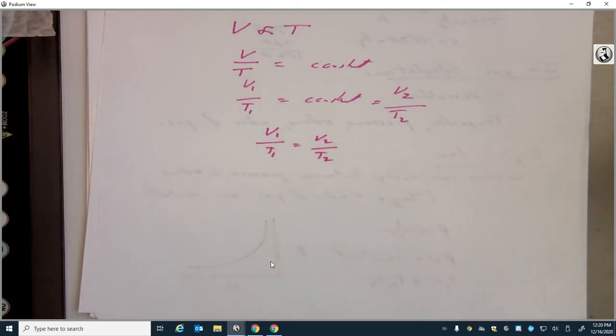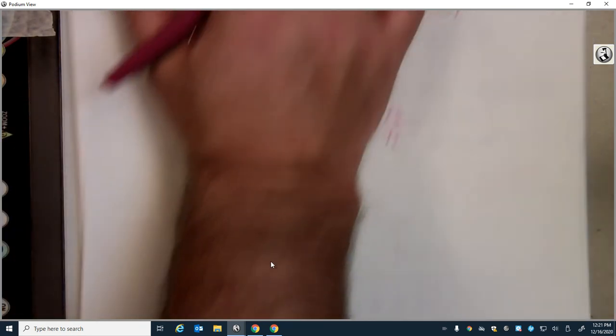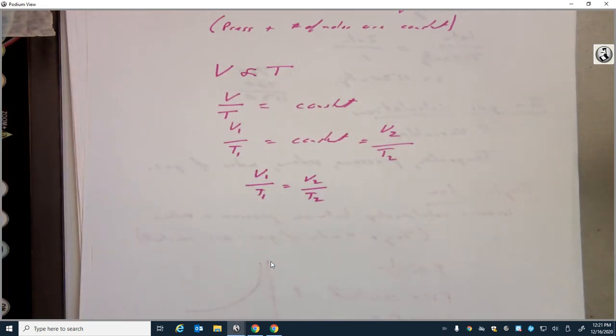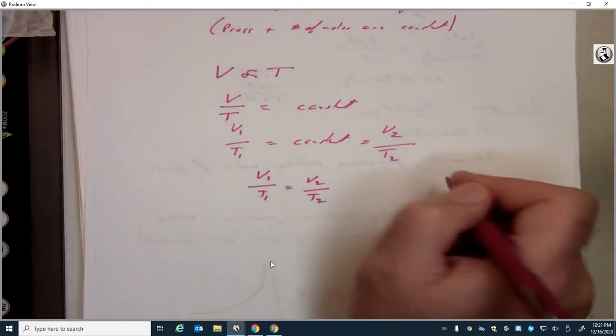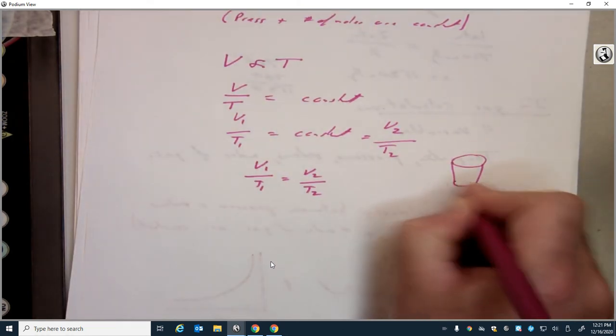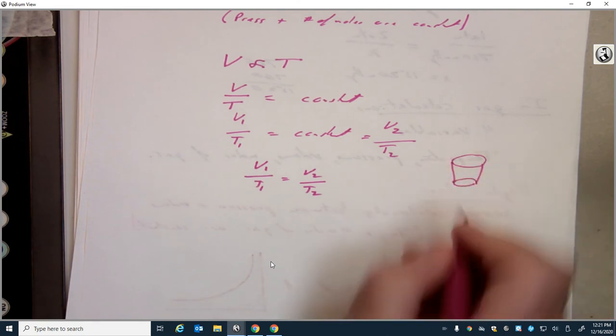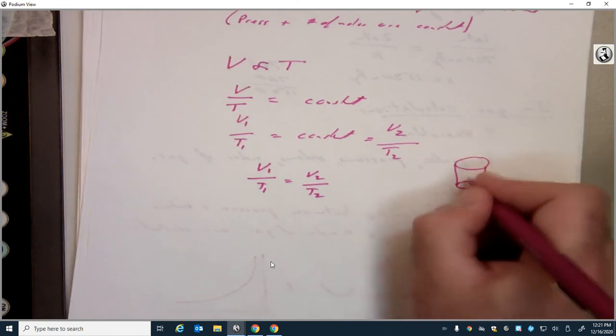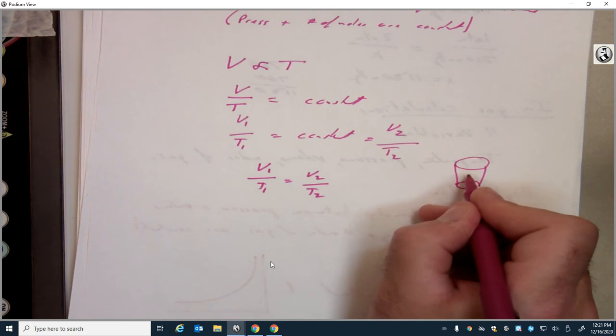Now, what is Charles' law? Okay, you've seen this before. How many of you have ever cooked a marshmallow in a microwave? Okay, so if you know what a marshmallow is, this is sugar with just air pockets in here.